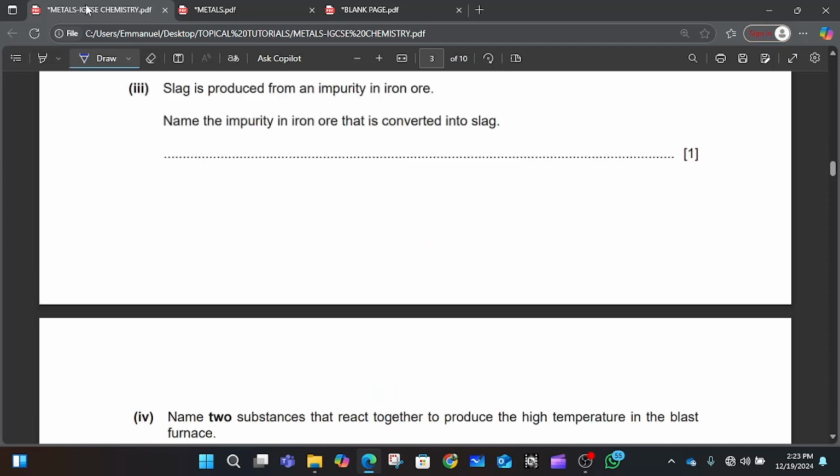III. Slag is produced from an impurity in iron ore. Name the impurity in iron ore that is converted into slag. So this is silicon(IV) oxide. Silicon(IV) oxide is also the same as silicon dioxide.